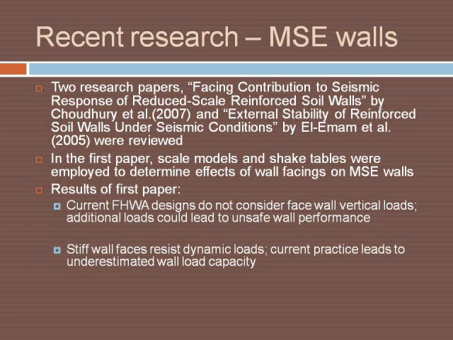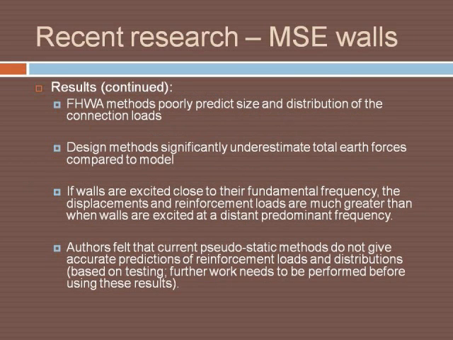The first paper came to some conclusions: that the FHWA designs do not consider face wall vertical loads, and additional loads could lead to unsafe wall performance, and that stiff wall faces resist dynamic loads. Current practice leads to underestimated wall load capacity. They also found that current FHWA methods poorly predict size and distribution of the connection loads. Design methods significantly underestimate total earth forces.